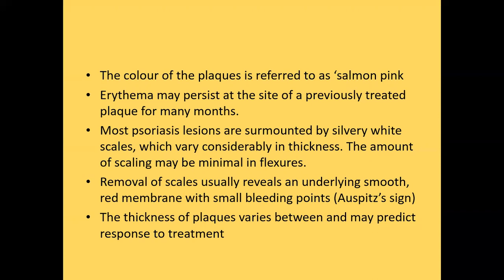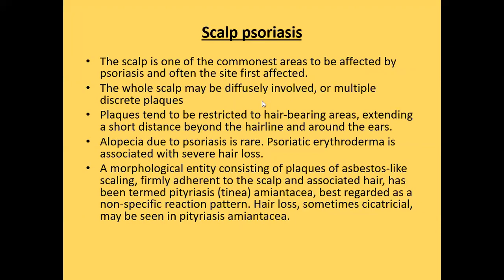Thickness of plaques varies between patients and may predict the response to treatment. So, in summary, the psoriatic lesions are characterized by three features. Number one, thickness or induration. Number two, color, which is salmon pink. And number three, scaling, which is thick silvery scales. These three criteria are also the basis of PASI scoring of psoriasis.